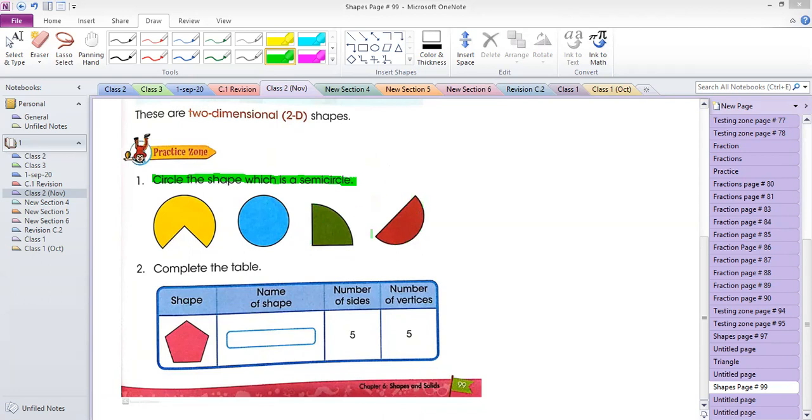Now check this maroon one, this red one. Is it a semicircle? Yes or no? Who is saying no? I want to listen to those students who are saying no. Only those students will speak who are saying no.